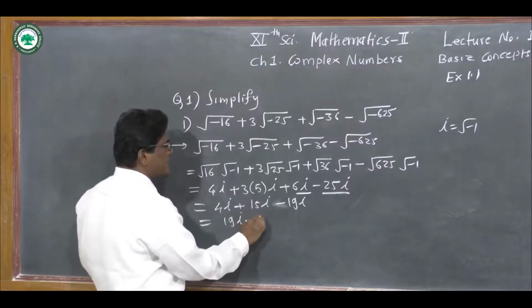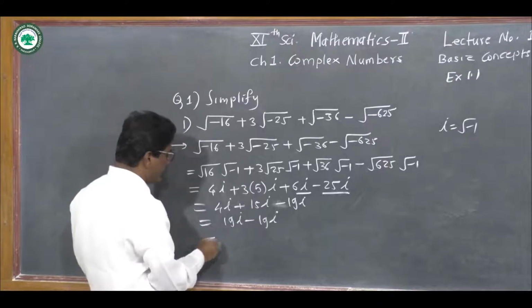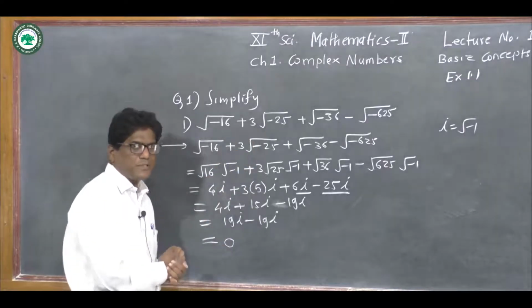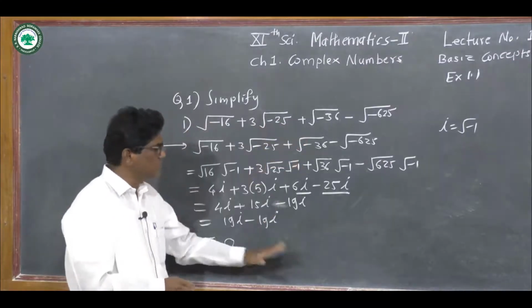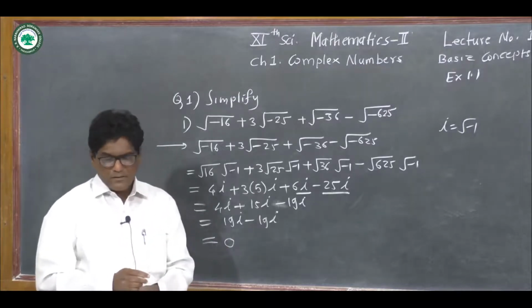So 19i minus 19i, same number, subtraction of the same number, so it is equal to 0. So the value of this problem is 0. So in the solution, again right here, this is equal to 0. So in this way we have solved the first problem.